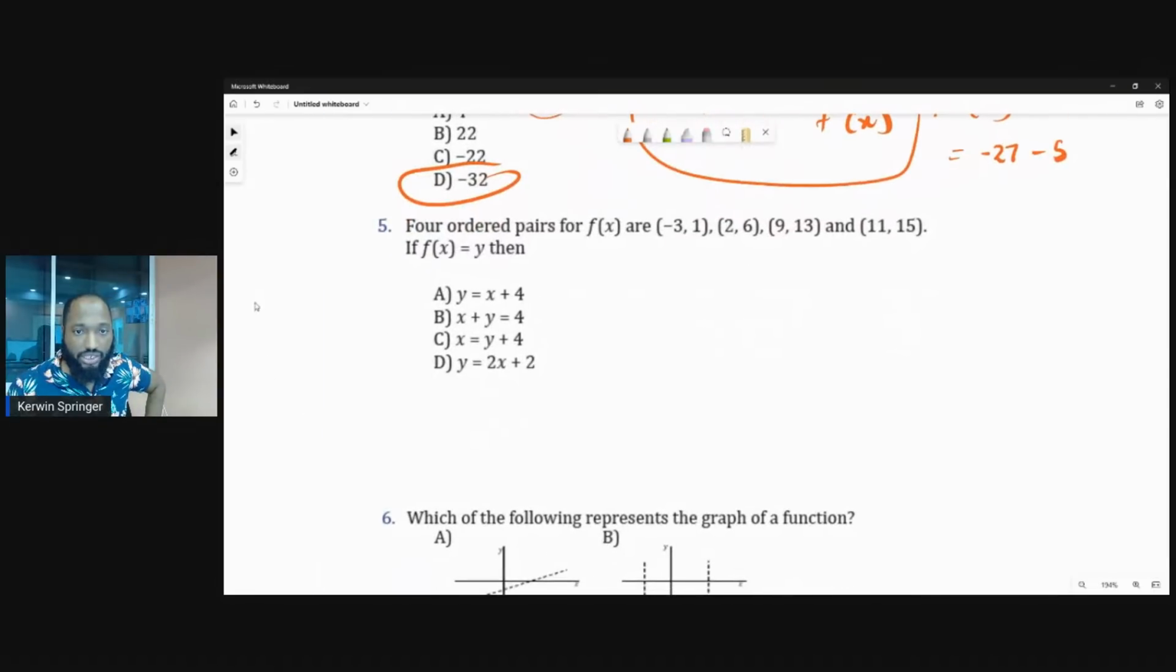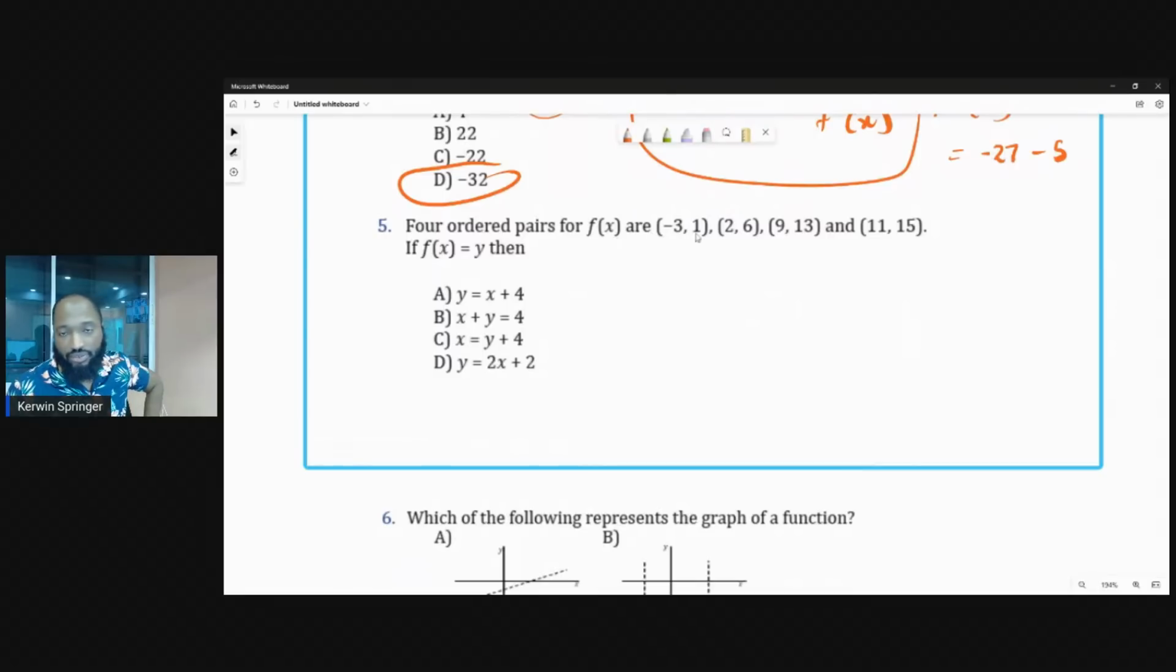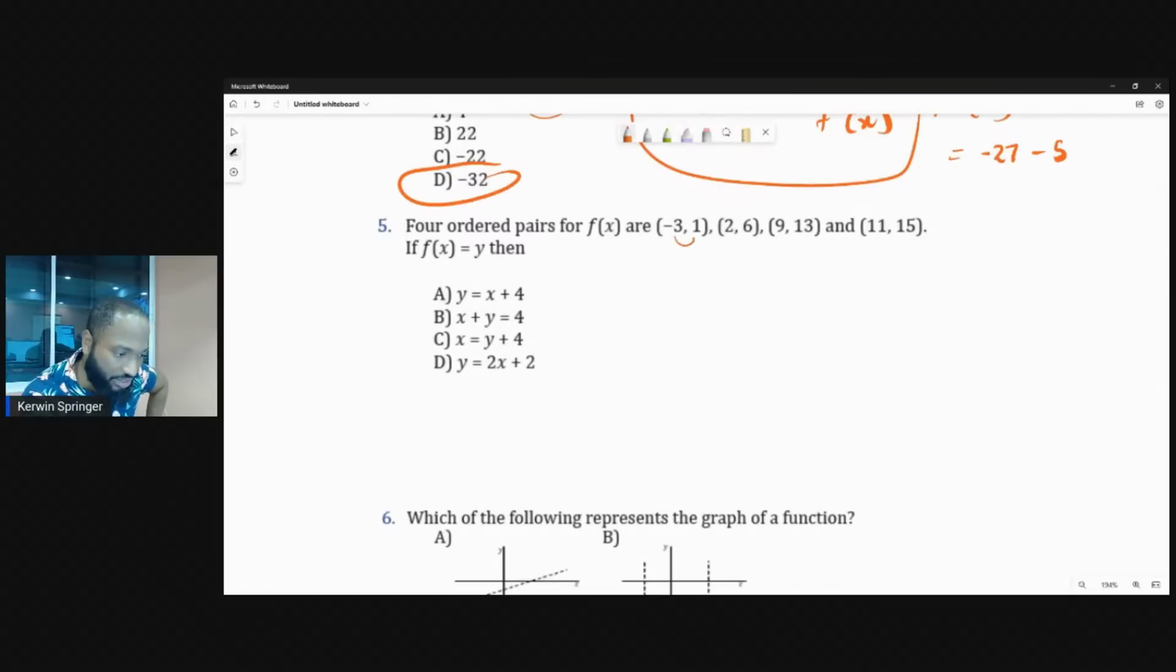Four ordered pairs for f of x are (-3, 1), (2, 6), (9, 13), (11, 15). All right, so these are the ordered pairs here, 1, 2, 3, 4. If f of x is equal to y, what seems to be happening here? This is 4 more. This is 4 more. So it's 4 more. It's adding 4 to x. So y is equal to x plus 4. So A is the way to go.